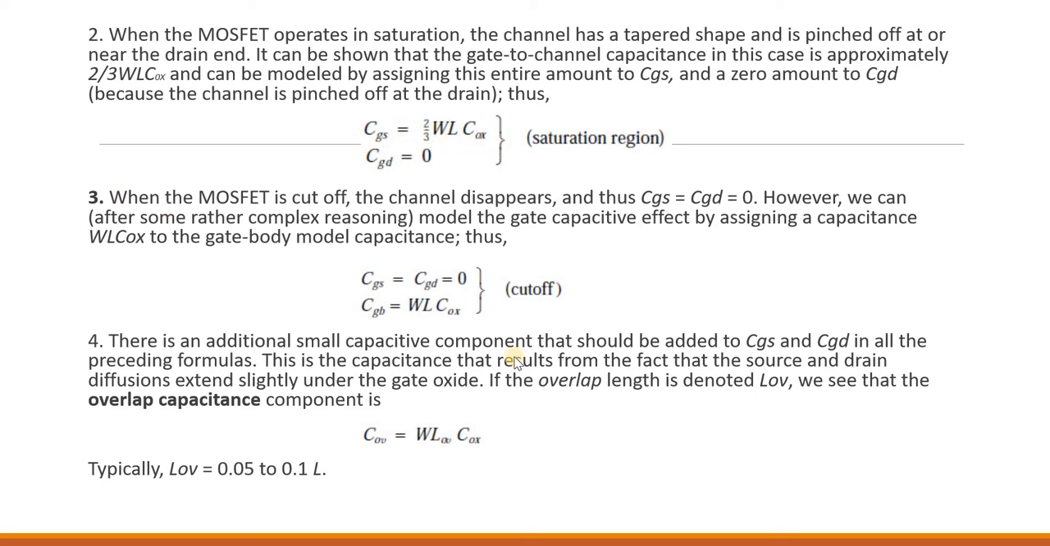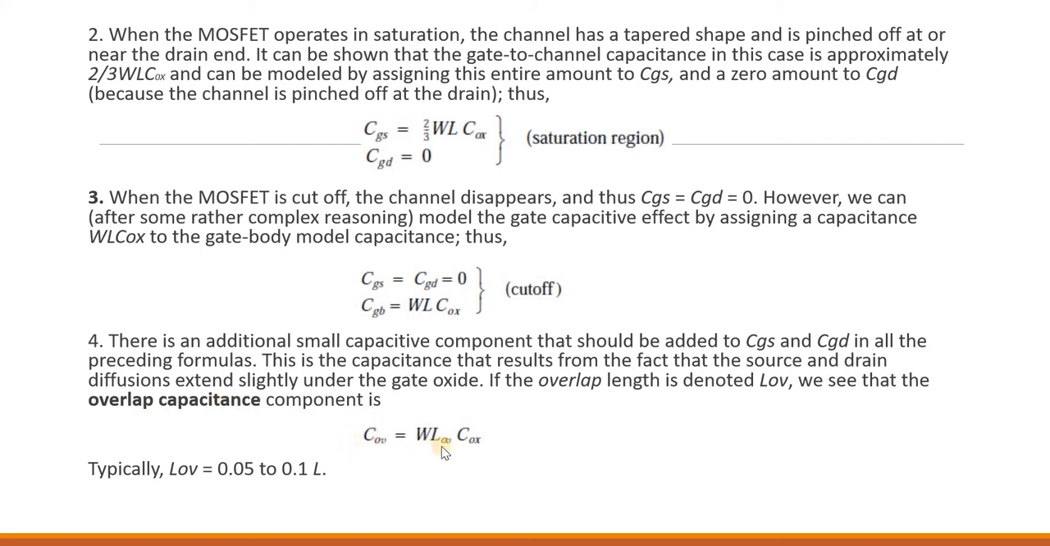Next is the cutoff region. In the cutoff region, the channel disappears, which indicates that CGS and CGD will be 0. Here we observe the gate to body capacitance, which is W L COX.